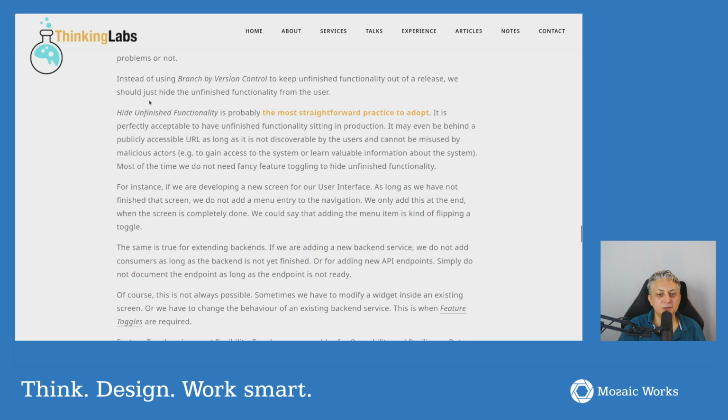Okay, instead of using branch by version control to keep unfinished functionality out of a release, we should just hide the unfinished functionality from the user. Hide unfinished functionality is probably the most straightforward practice to adopt. Not so sure. It is perfectly acceptable to have unfinished functionality sitting in production. It may even be behind a publicly accessible URL, as long as it is not discoverable by the users and cannot be misused by malicious act.